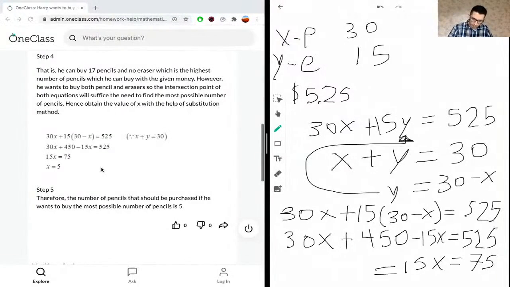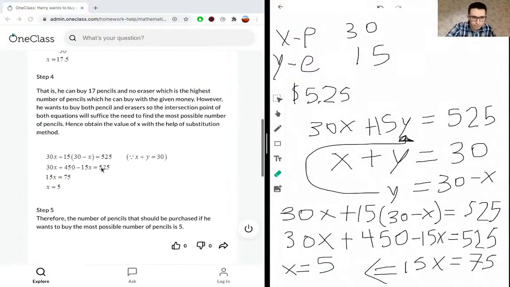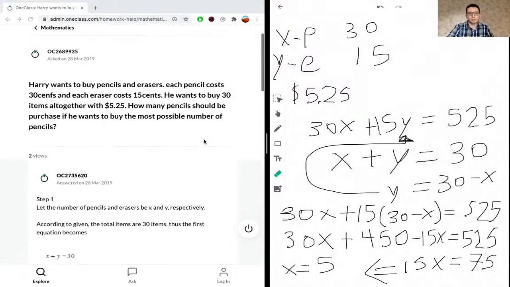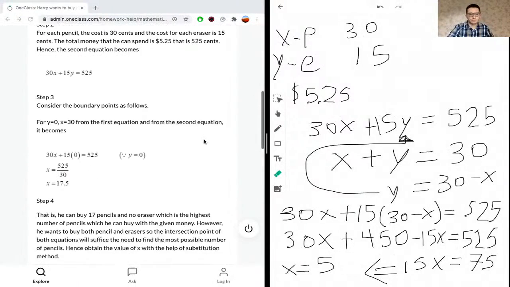So knowing this, x equals 75 divided by 15, so that's 15 plus 15 is 30, plus 2 more 15 is 60, that's 4, so it'll be 5. X will equal 5. So here we know that we can buy 5 pencils. So I believe the question is only asking for pencils. How many pencils should be purchased if he wants to buy the most possible number of pencils? So it looks like this is our answer.